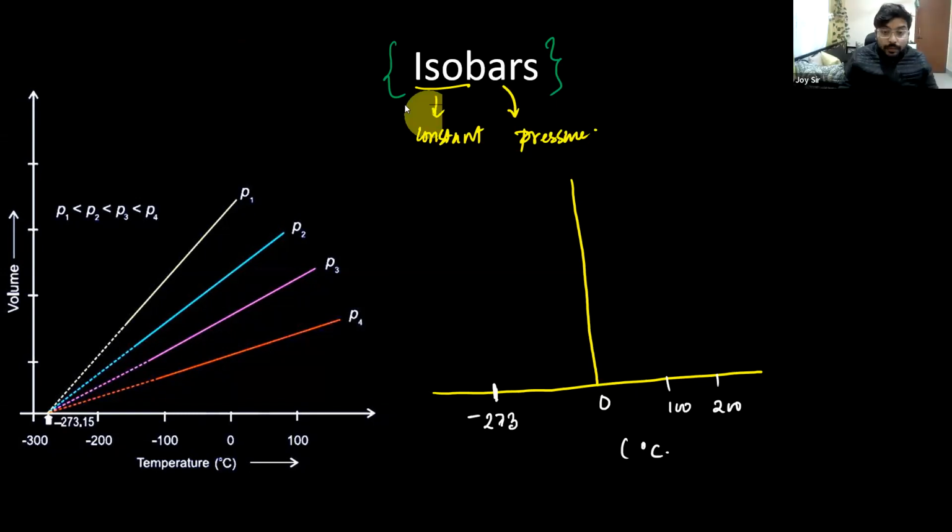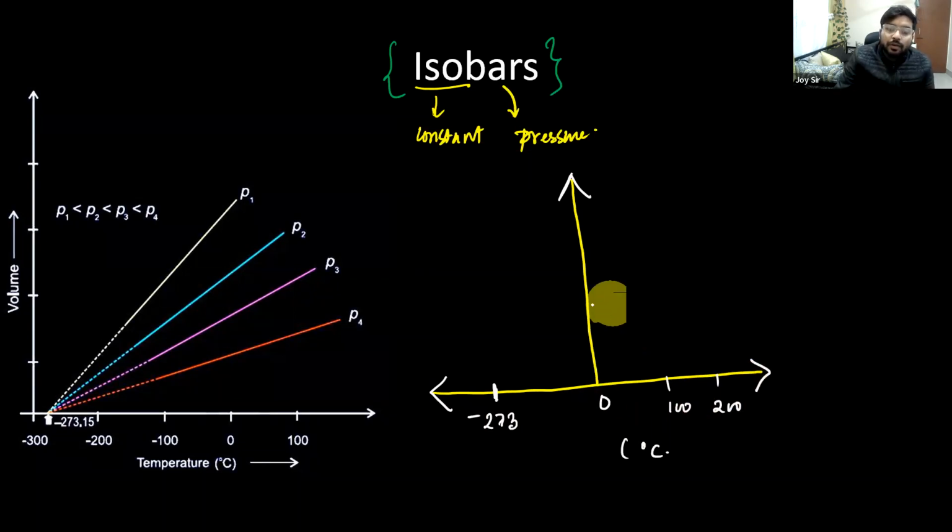Okay. So basically, isobars means constant pressure. Now, this is temperature. This is our x-axis. This is, you can consider like minus x-axis. This is plus x-axis, and this is our y-axis. Upward is the y-axis, leftward is minus x, and rightward is the plus x-axis.